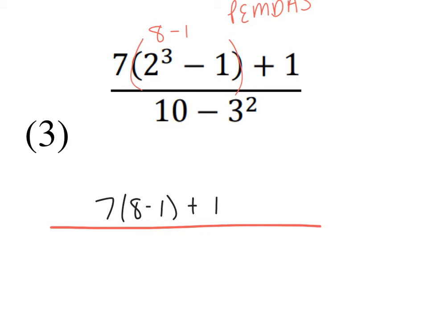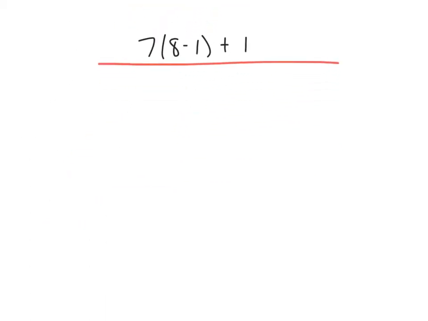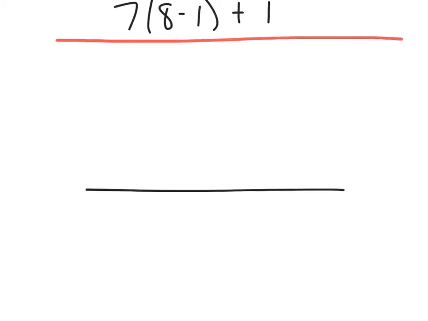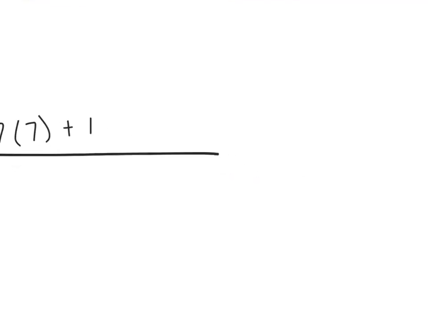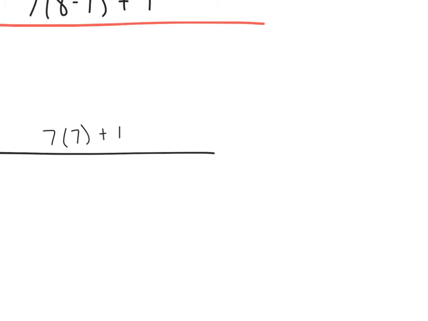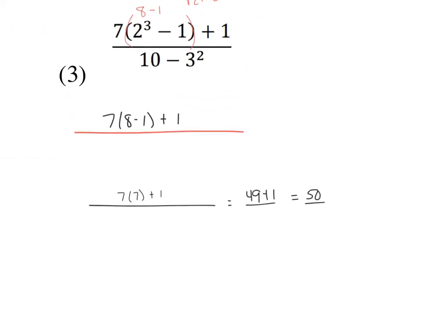We're not going to focus on the bottom part of our expression. We're just going to focus on our numerator. Now, I'm going to look at my parentheses. I have an 8 minus 1. Well, 8 minus 1 is 7. So I'm going to do 7 times 7 plus 1. And we know 7 times 7 is 49. So I'm going to do 49 plus 1, which is 50. So right now I have a 50 in my numerator.